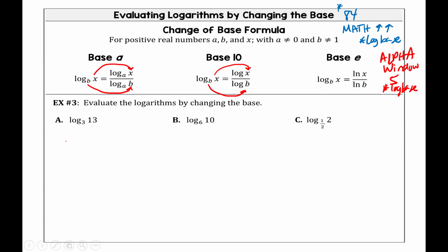It also allows you to do logs from your phone. If you're just trying to find a quick log, you can use your phone because this is something you can easily type in. I'm going to model it with a regular calculator as well. So I have log base 3 of 13. Log base 3 of 13 can be rewritten in two ways to put into any calculator that has scientific mode. Way number 1 is I can do log 13 over log 3.